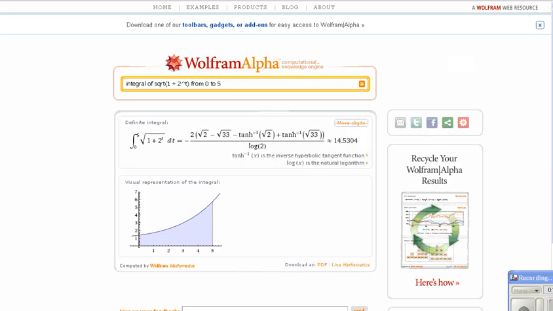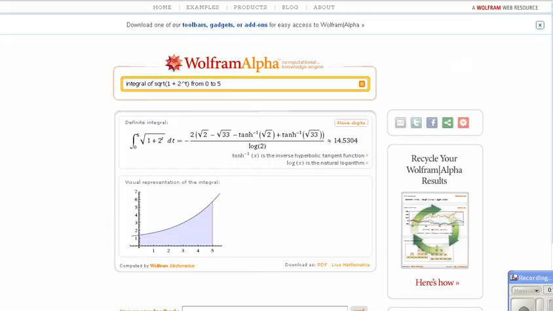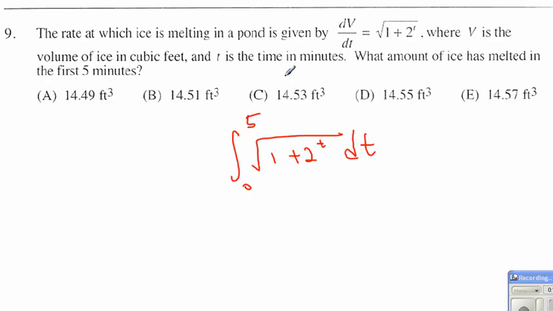Around 14.5. Alright, so our answer would have been around 14.5. I believe it was 3. So our answer would be this value. Alright, let us continue.